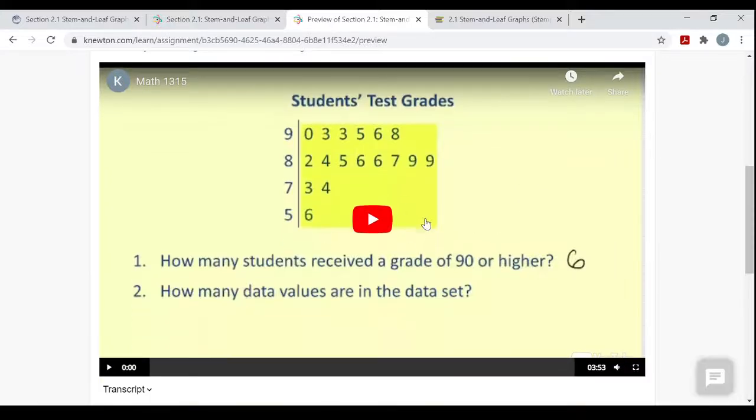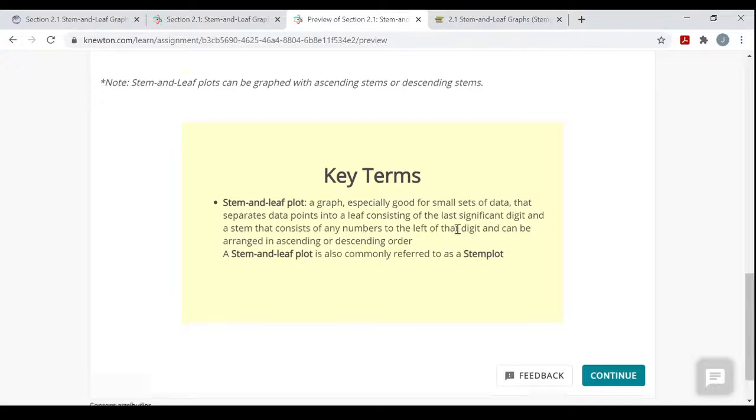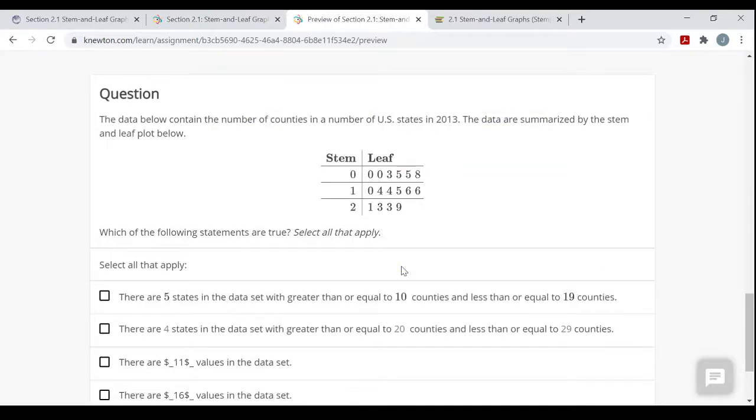Now you can watch this video. I'm not going to watch a video within my video, and then some key terms, right? Which I've already read. Right, so I hit continue and it takes me to a question.